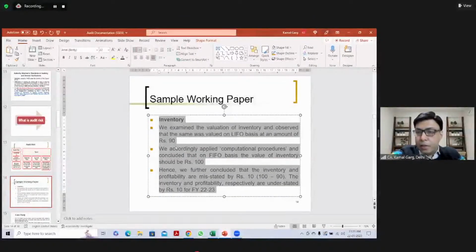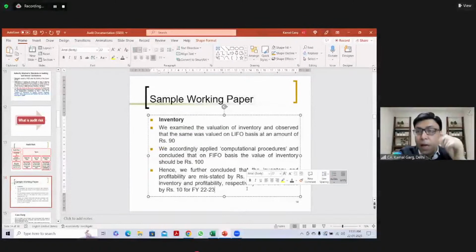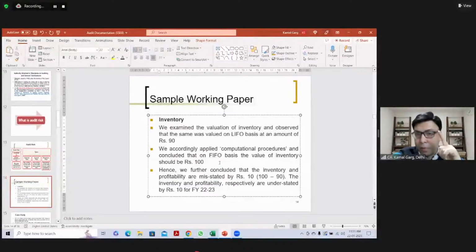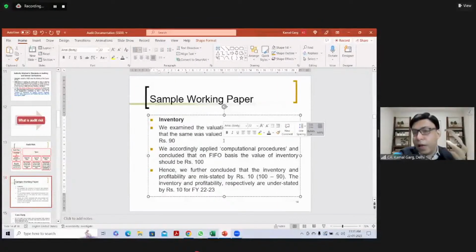I believe this point is clear. So just see what happened. What was the definition saying? The definition was saying audit documentation is, number 1, record of audit procedure applied. Am I having audit procedure? Yes. These are 2 audit procedures, no? Audit procedure applied, audit evidence obtained. What will be the audit evidence?